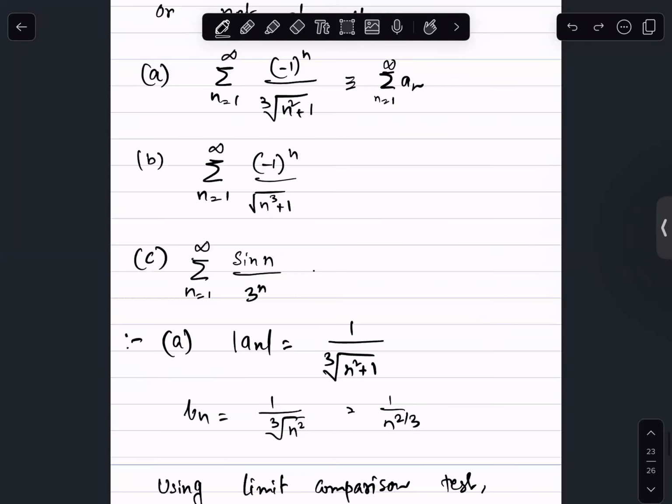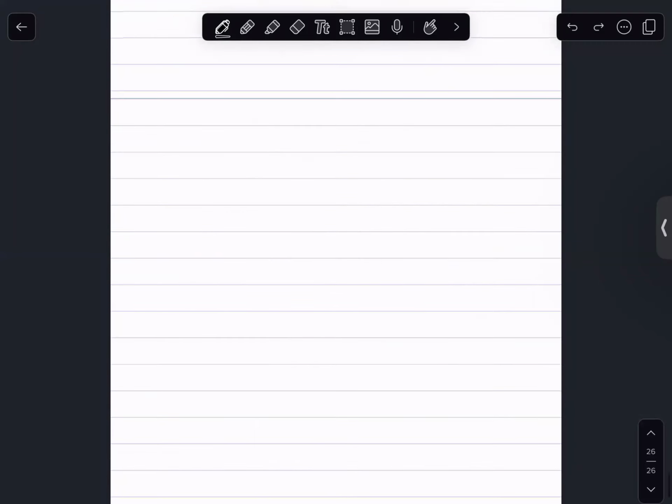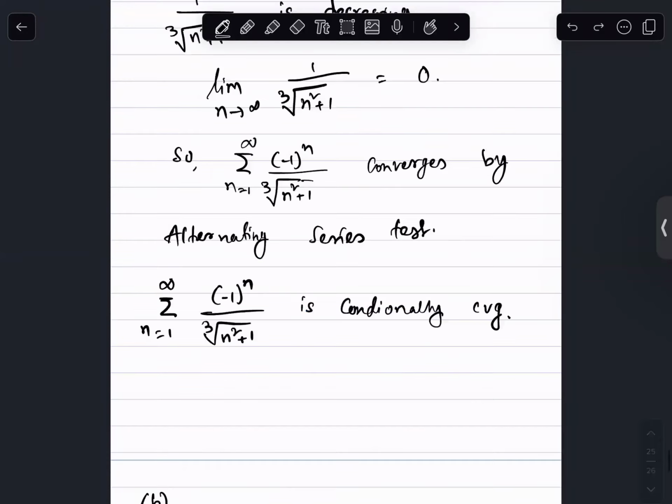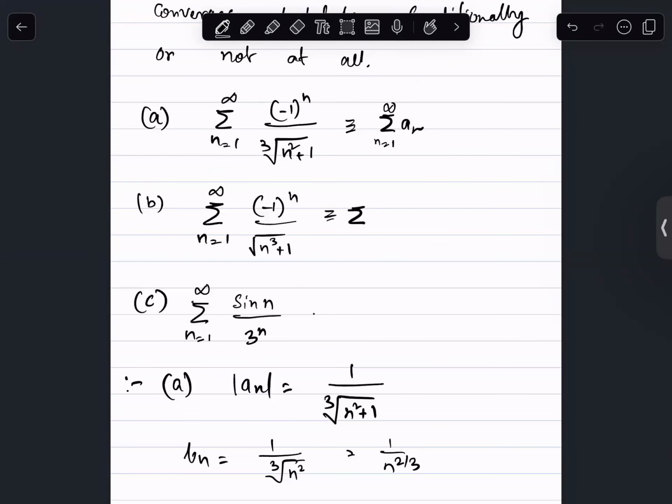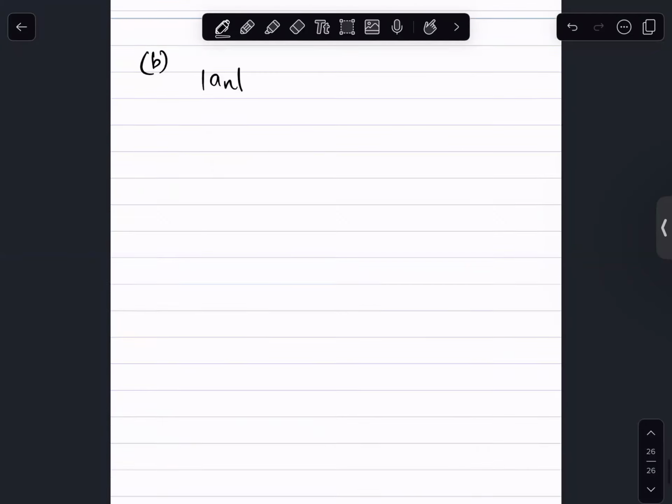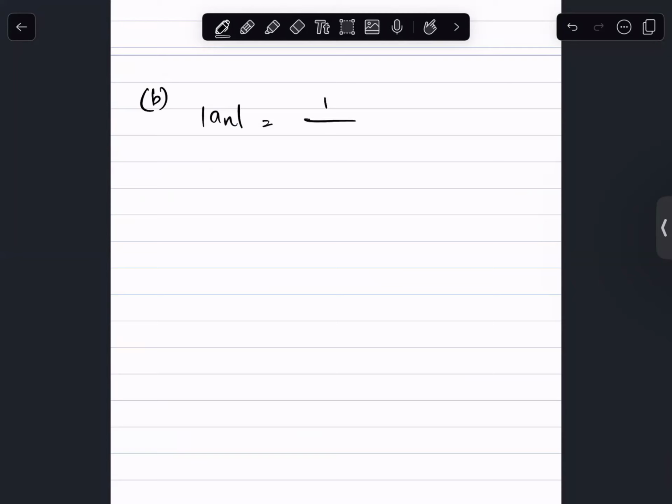For the second example, for B, if I take modulus of an, so rather I just name it again, say consider this to be summation over an, n equal to 1 to infinity. Then modulus of an will be basically 1 over square root of n to the 3 plus 1. And if I take bn to be 1 over square root of n to the third, then this is nothing but 1 over n to the 3 over 2.